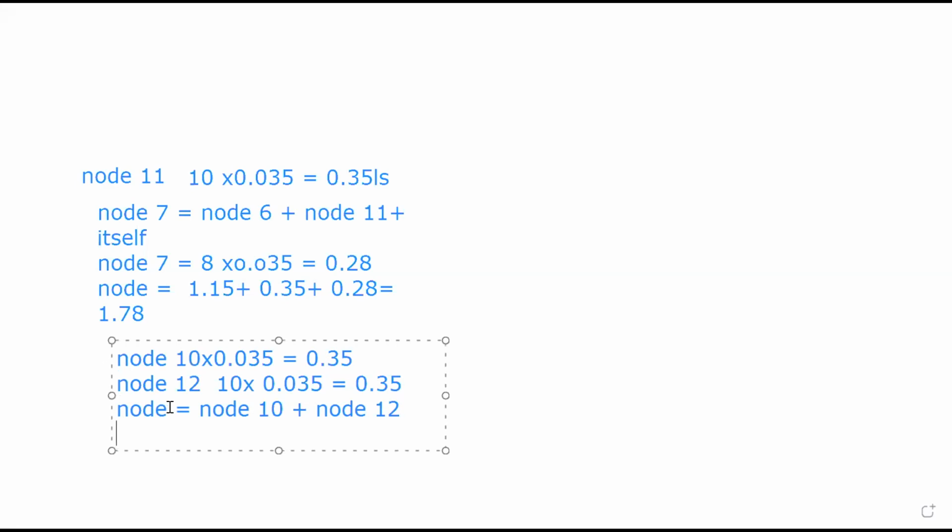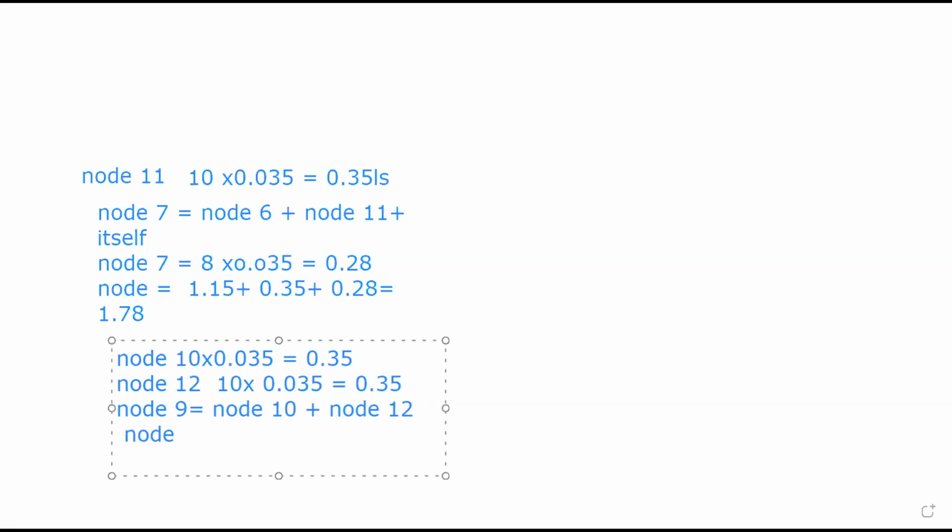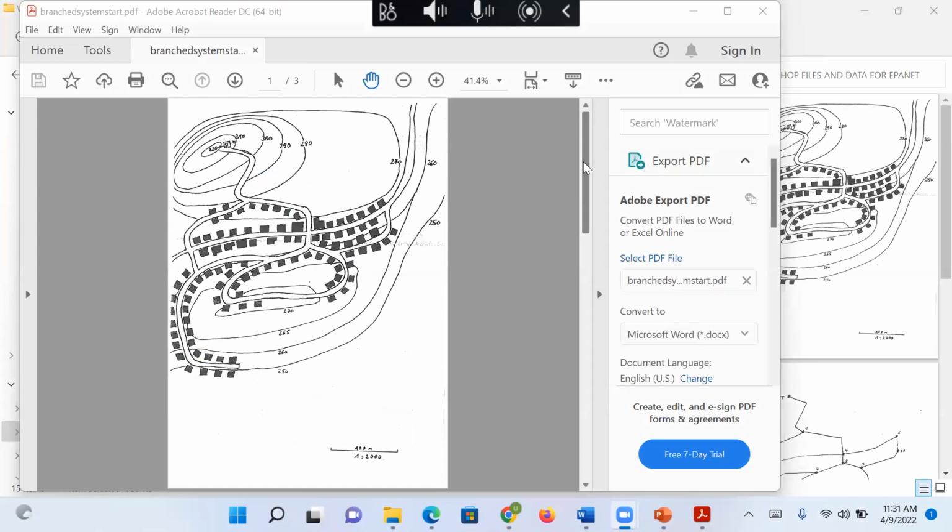Therefore, node 9 is now, what is node 10? 0.35 plus 0.35. That should be 0.7. So I've gotten the value for node 9.